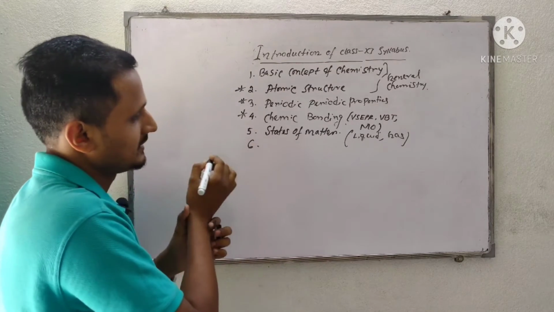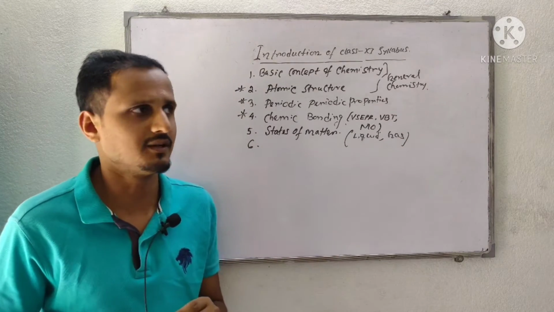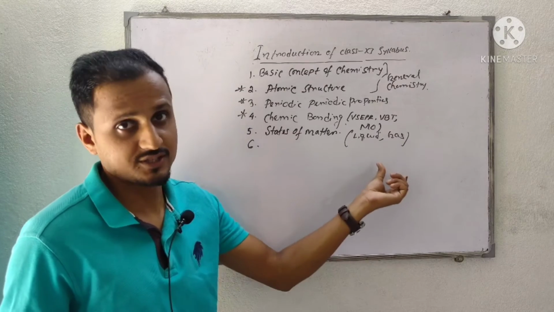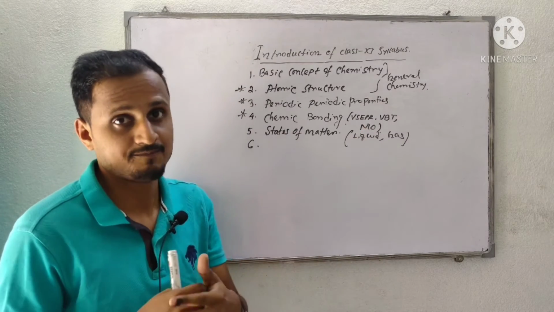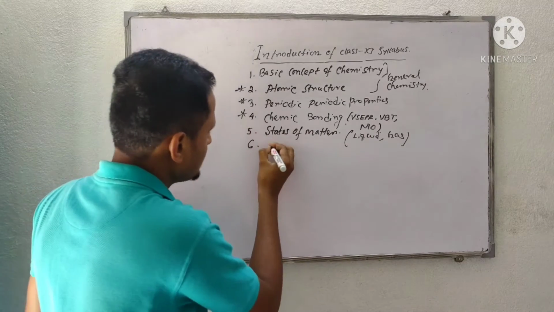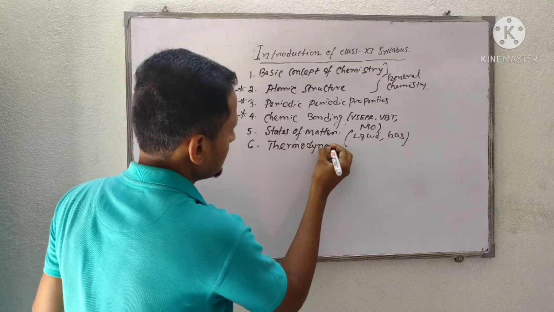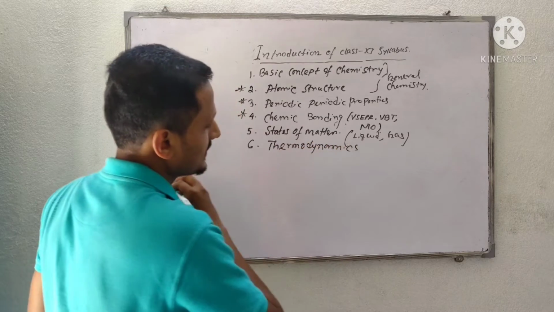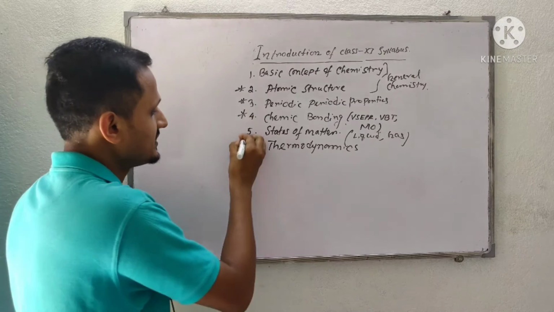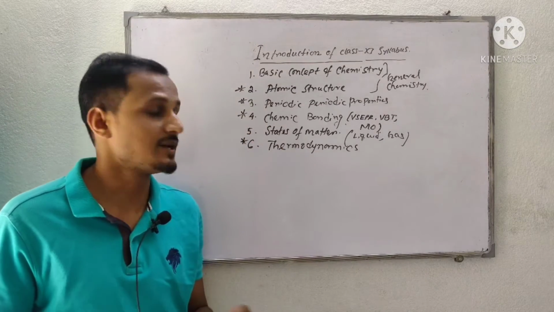Now again about gas, you have learned PV equals nRT, that means the normal ideal gas equation, but we have to go far beyond that. Advanced study will be there in this too. Now thermodynamics, it is a new one. A very important chapter for physical chemistry, and you have to clear the concept properly.